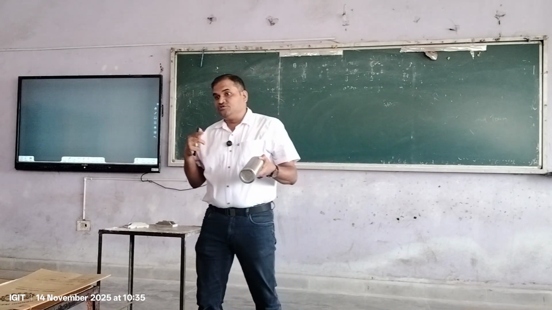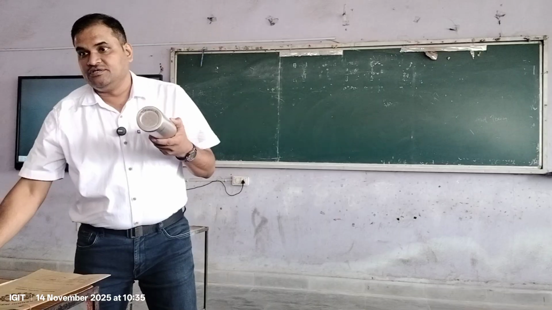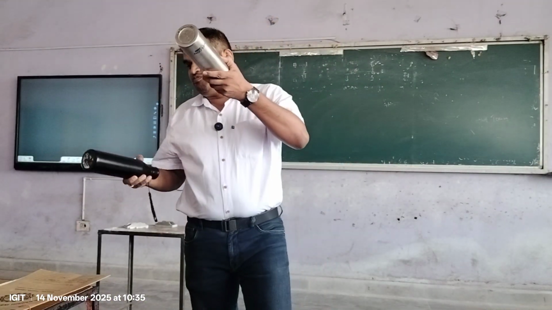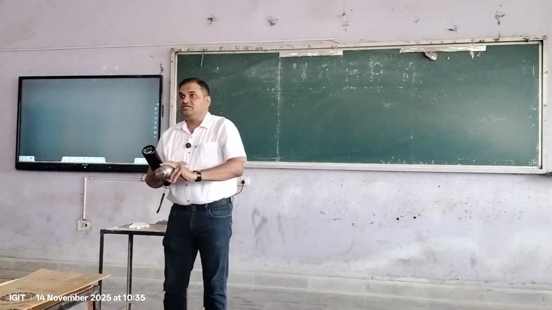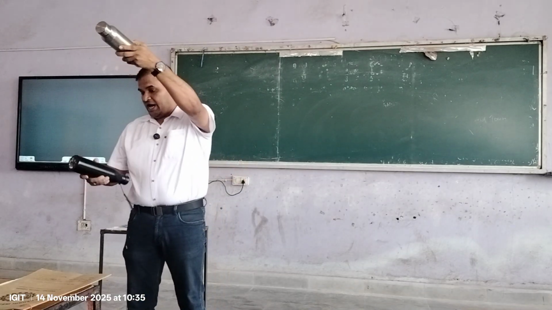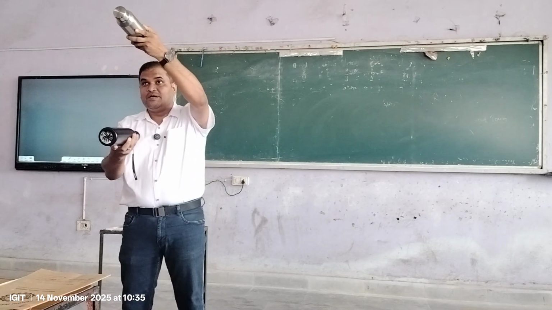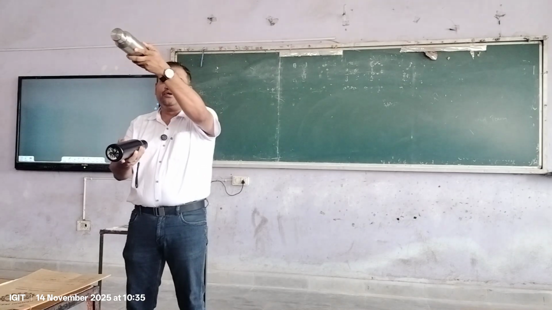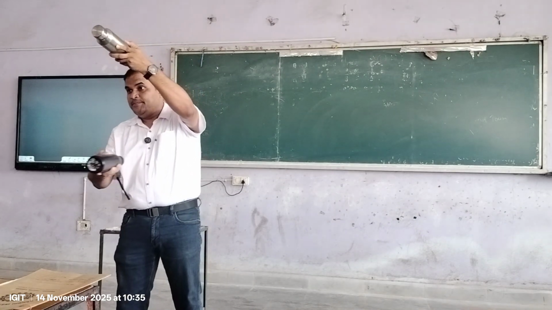So we will use 2 bottles, 2 conductors. Can I use yours? So we will use 2 conductors. In one conductor, the current is going towards you. In another conductor, the current is coming towards me. So the upper one will get a force on the left hand side, and the lower one will get a force on the right hand side.